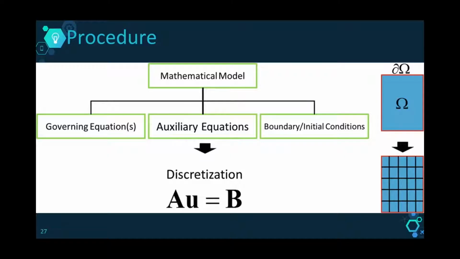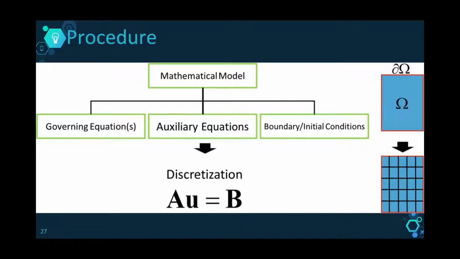And based on that, we need to establish a mathematical model. A mathematical model actually just boils down to a bunch of equations. For this bunch of equations, we have three types. The first type is the governing equation or governing equations. The second type is called auxiliary equations. And the third is the boundary and the initial conditions.